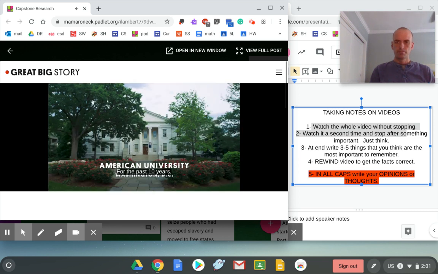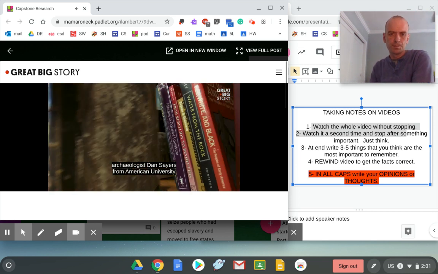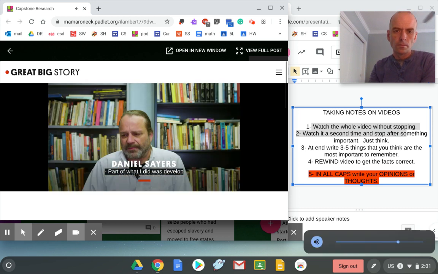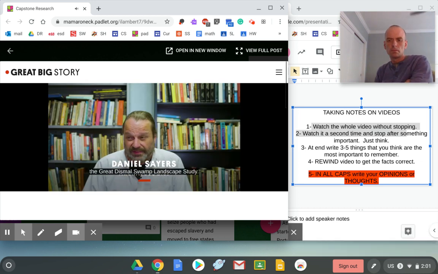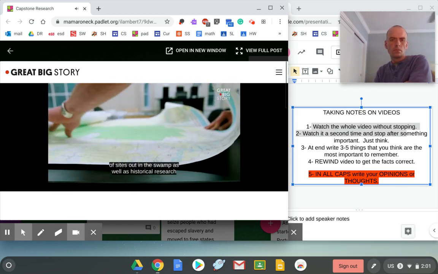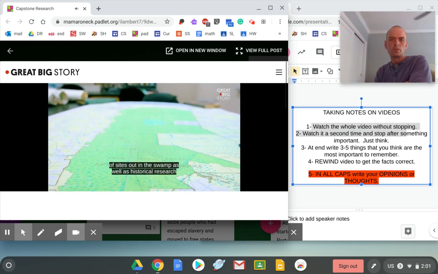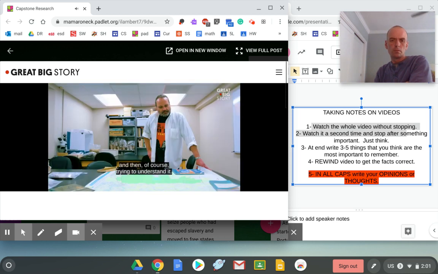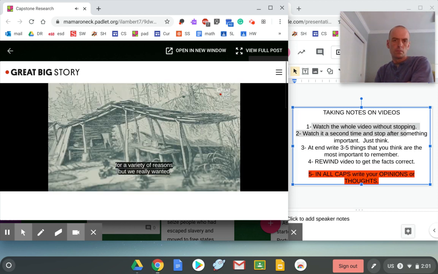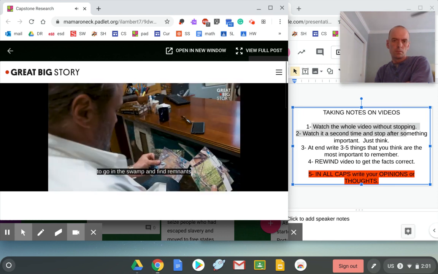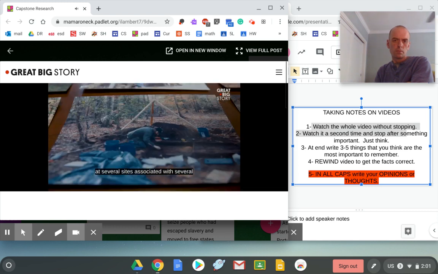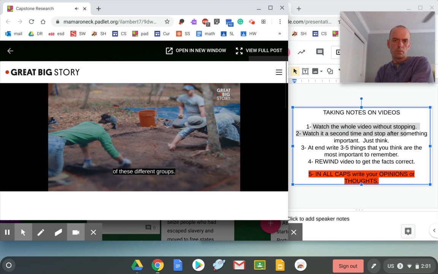For the past 10 years, archaeologist Dan Sayers from American University has been studying these settlements. Part of what I did was develop this sort of research program called the Great Dismal Swamp Landscape Study. Most of my focus has been on archaeological discovery of sites out in the swamp, as well as historical research, and then, of course, trying to understand it. Before we started our research, there was a sense people lived in the swamp for a variety of reasons, but we really wanted to go in the swamp and find remnants of their lives out there. And sure enough, we've been able to look at several sites associated with several of these different groups.